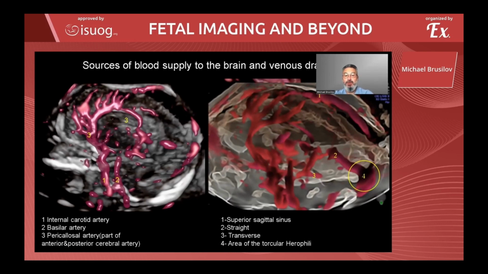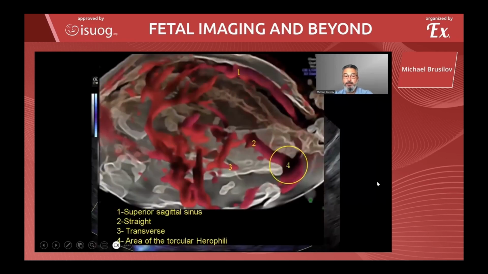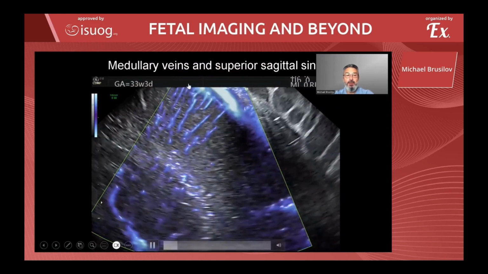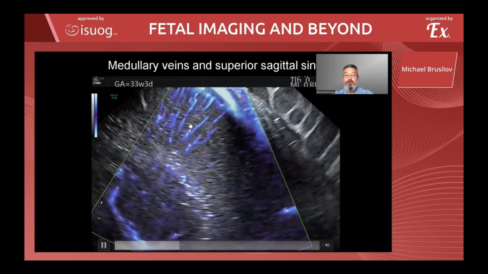And venous drainage, you can see here the superior sagittal sinus, straight sinus, transverse, and area of torcular herophili. Again, superior sagittal sinus, straight sinus, transverse, and area of torcular herophili. Here you can see medullary veins and superior sagittal sinus.